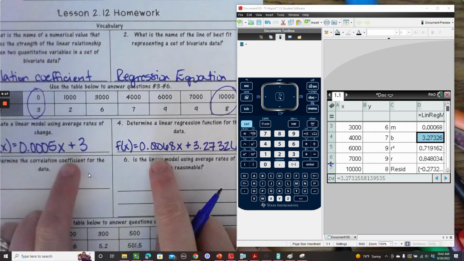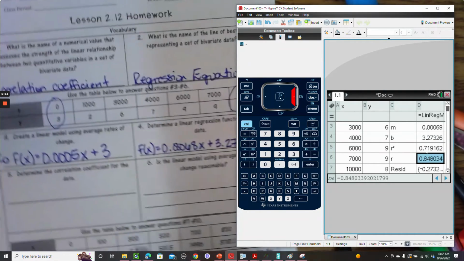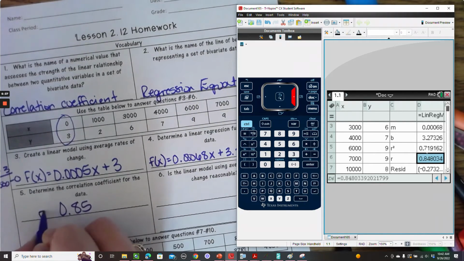This next box, the correlation coefficient, on this same screen, that linear regression screen, this R value, no, right here, not the R squared, the R value. That is your correlation coefficient. We typically round that to two numbers after the decimal.